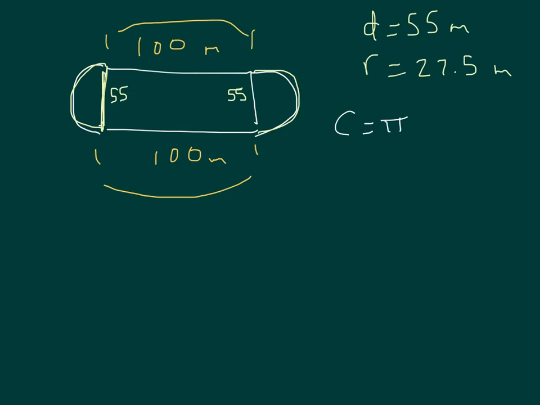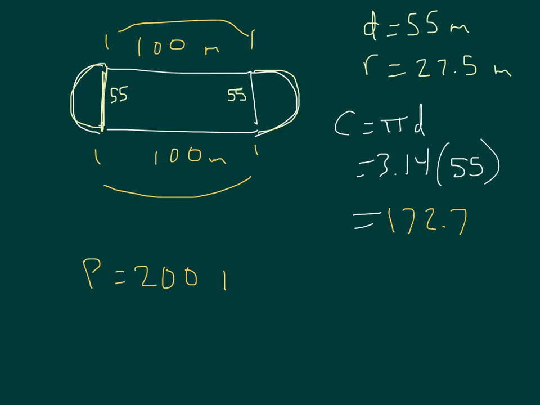Circumference equals pi times diameter equals 3.14 times my diameter, which is 55, equals, get out the calculator, 3.14 times 55 is 172.7. I know that the perimeter equals 200 plus 172.7 because I'd kind of already explained why. Equals 200 plus 172.7 equals 372.7 meters all the way around.